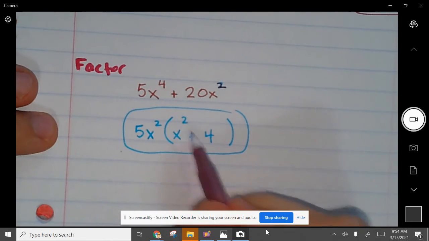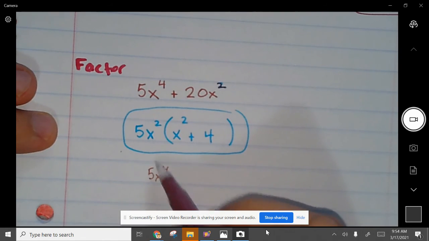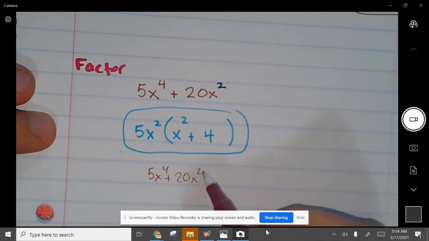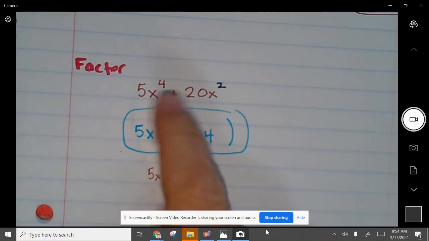How could you check your work on this one? If you wanted to distribute, you would get 5x to the 4th plus 20x squared if you did a distributive property, which is what we started with.